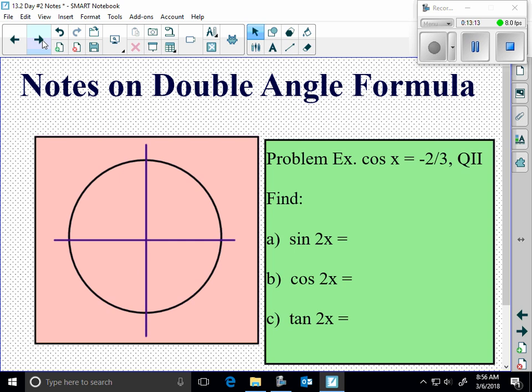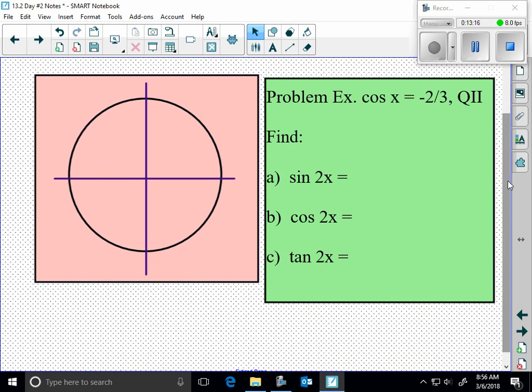All right, let's do another one here. Actually, why don't you do this one on your own, and then come back and check the answer.